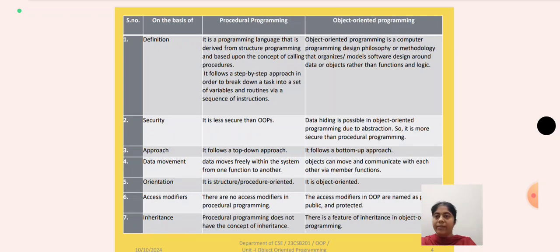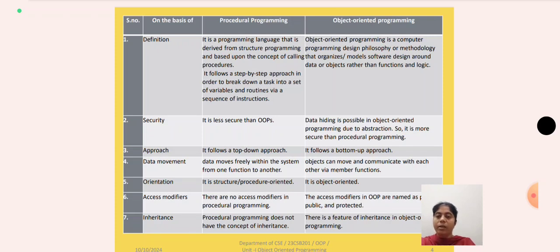First point is definition. Procedural is structured programming, and it is based on calling procedures or subfunctions. It is a step by step approach, and it breaks down the whole program into small tasks. It is a set of variables, and routines will be called. The sequence of instructions is given in this particular programming language. In case of object oriented programming, it is purely based on objects, and it consists of data or objects rather than functions and logic.